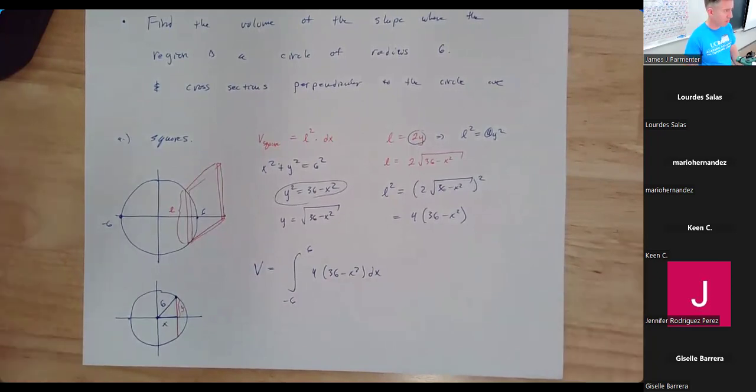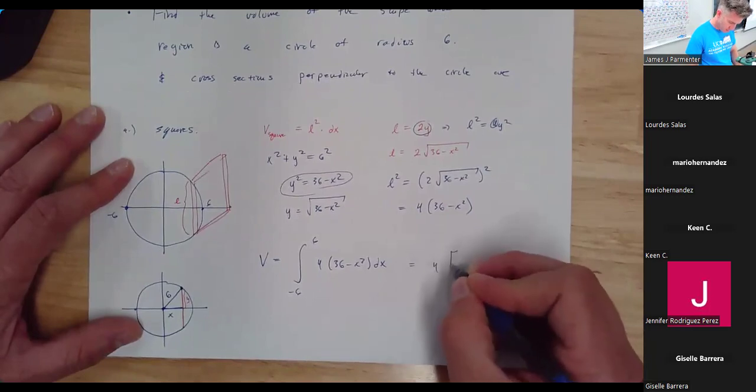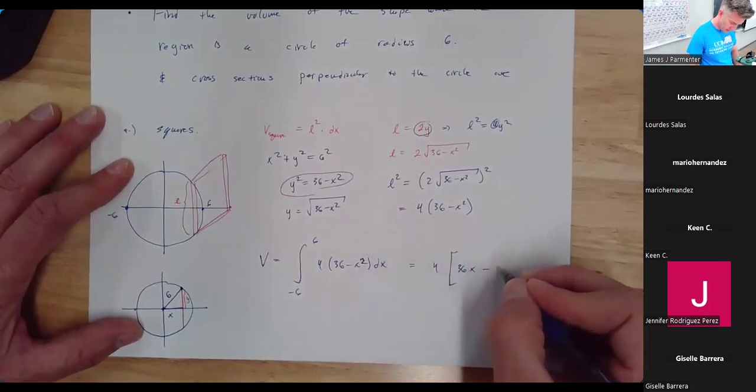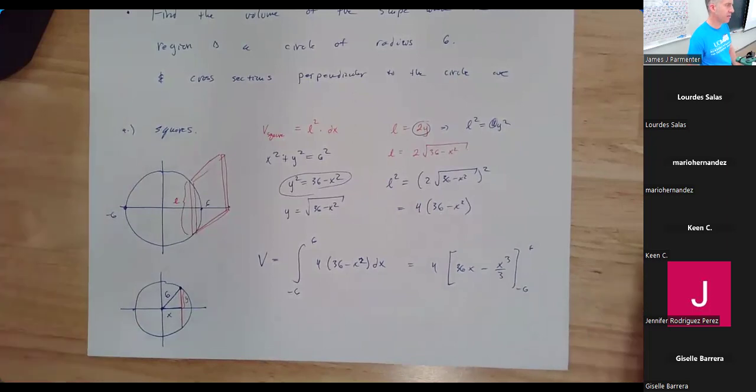Which is not too terrible. You could factor out the 4. The integral of 36 is 36x. The integral of x squared is x cubed over 3, from negative 6 to 6. So that's something.